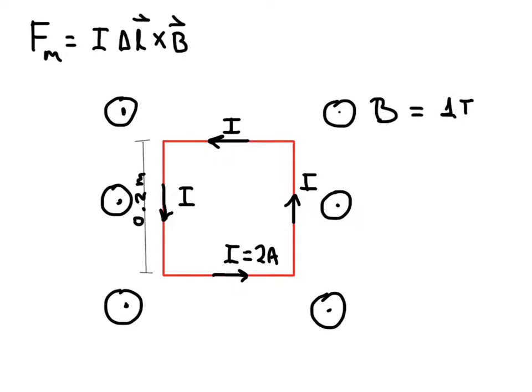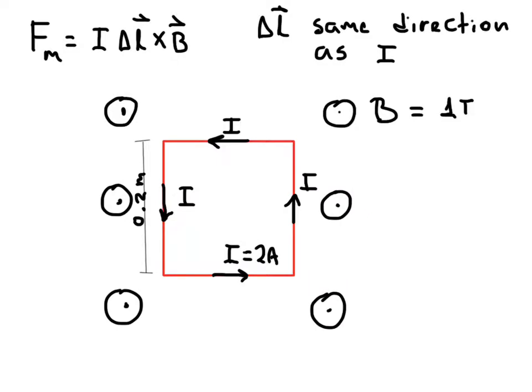We would like to find out what is the force acting on each straight segment of this loop. Each side of the square is going to have a force acting on it. The equation for the force acting on a wire is the current in the wire times delta L, the length of the wire as a vector, a cross product with the magnetic field. Remember that delta L is a vector that points in the same direction as the current flowing in the wire.